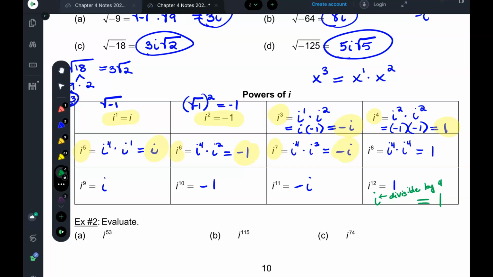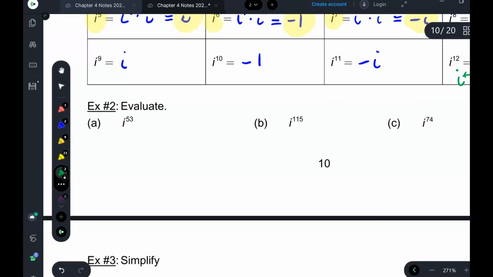Make sense? Okay. So really, this comes down to remainders. Let me explain. If you divide 5 by 4, what's your remainder? 1. So it's i to the 1st power. If I took 6 divided by 4, what's my remainder? 2. So i squared. If I divide 7 by 4, what's my remainder? 3. i to the 3rd is negative i. So if the exponent is divisible by 4, the answer is 1.